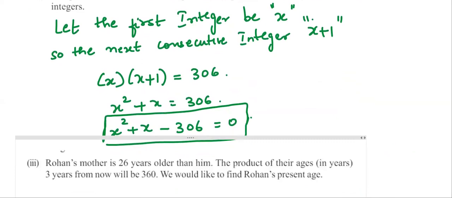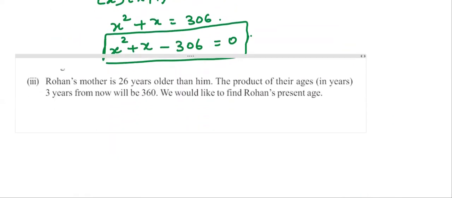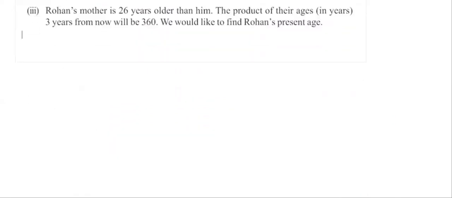Now, third question. What is the third question? Rohan's mother is 26 years older than him. The product of their ages in years, 3 years from now, will be 360. We would like to find Rohan's age. As usual, we are not going to find the age of Rohan or his mother. We will just form the equation for this question.